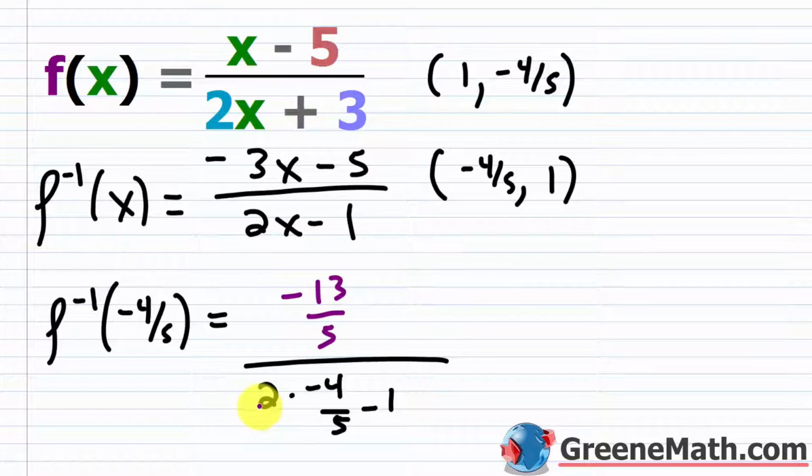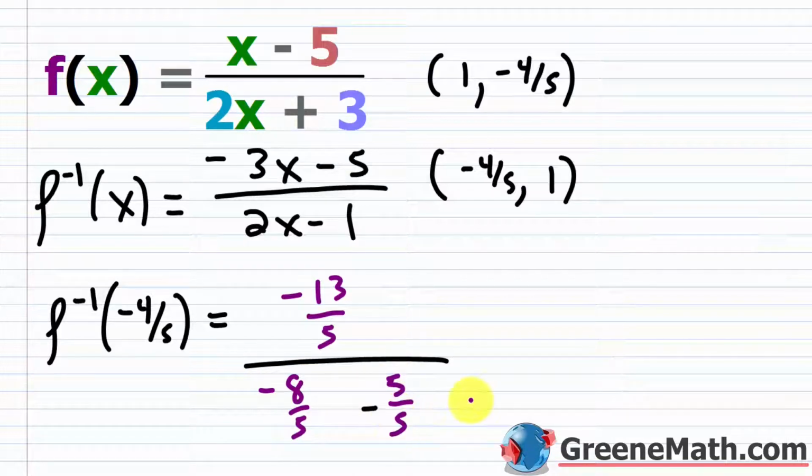Then down here, 2 times negative 4/5 would be negative 8/5. So this is negative 8/5. And then you're subtracting away 1, so you can say minus 5 over 5. Now negative 8 minus 5 is negative 13. So this would be negative 13/5.